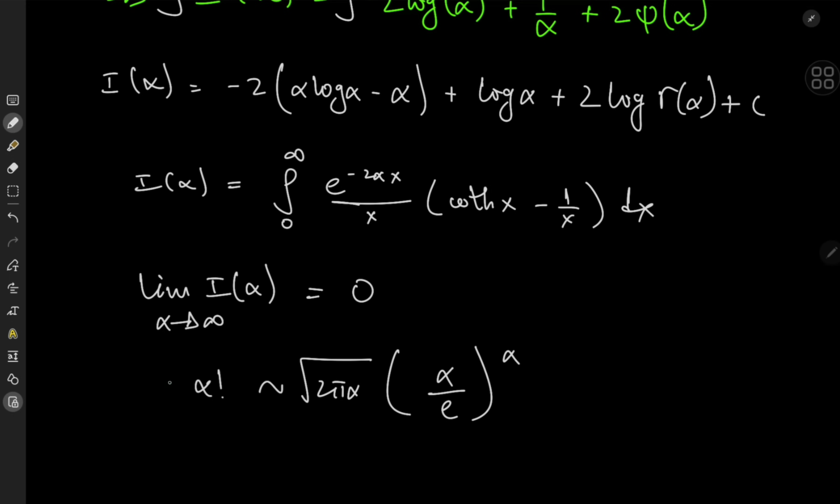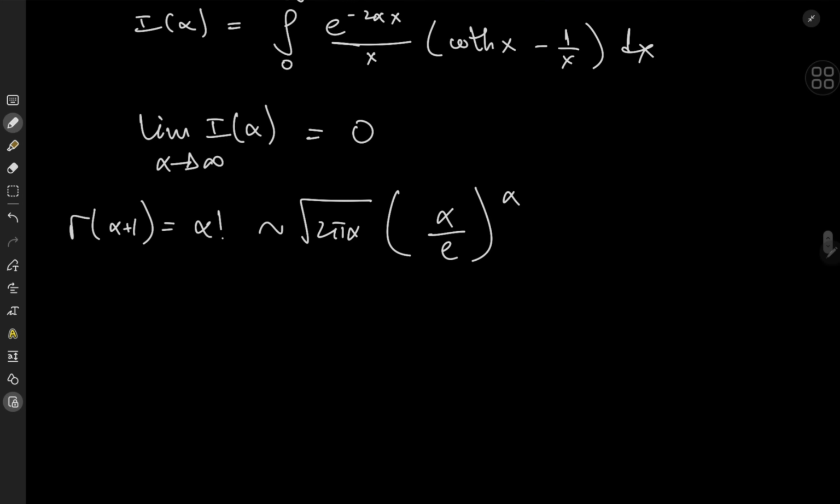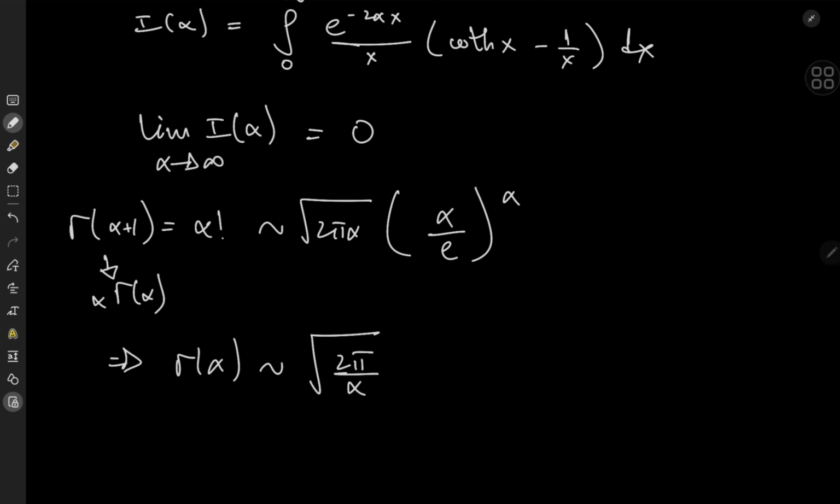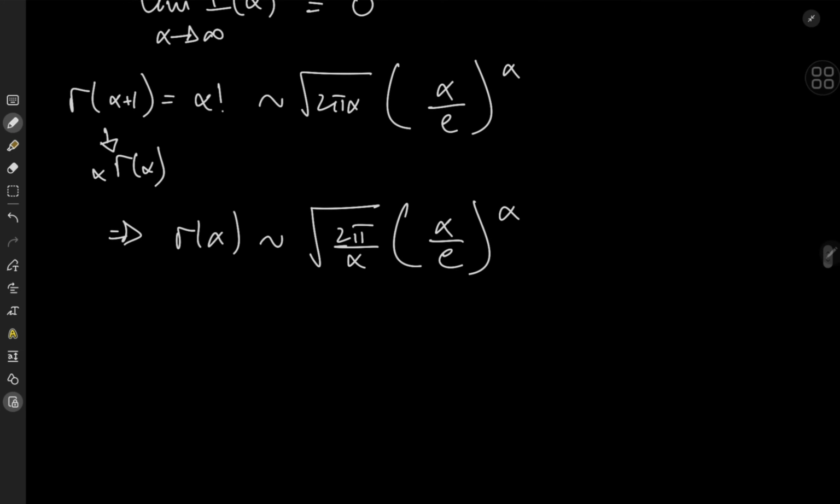And what is alpha factorial? This thing is just gamma of alpha plus 1. But what is gamma alpha plus 1? This thing is just alpha times gamma alpha. So if we divide both sides by alpha, this means that gamma alpha is asymptotically equal to root 2 pi times root alpha over alpha, which sorts out to 1 over root alpha, which in totality gives you the stuff times alpha over e to the alpha. That is beautiful.